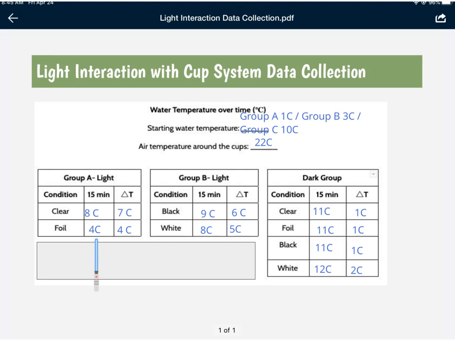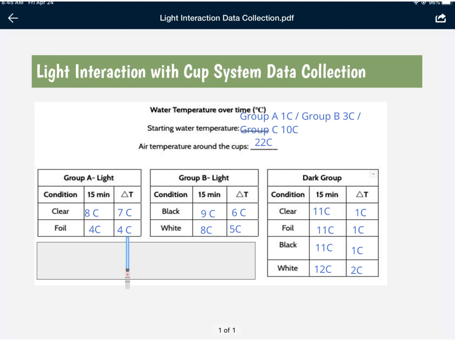So to really understand the difference that the 15 minutes made, we have to look at the change in temperature, and that's this column right here. The clear cup warmed up, basically a change in temperature of 7 degrees Celsius. That means that some of that light must have been absorbed by the water, probably quite a bit, because the temperature went up quite a bit. If we look at the foil cup, the temperature only went up 4 degrees Celsius. So we have to think about why that cup didn't heat up as much.